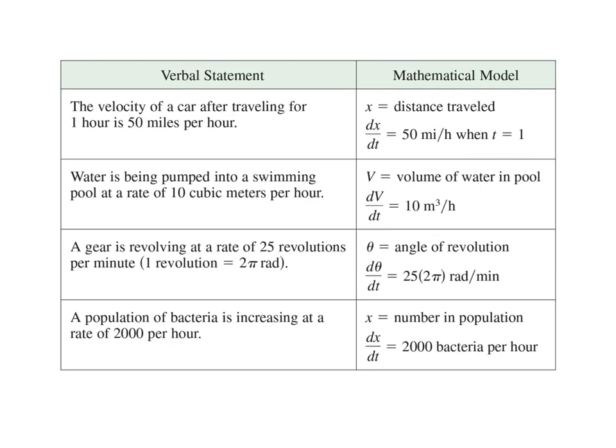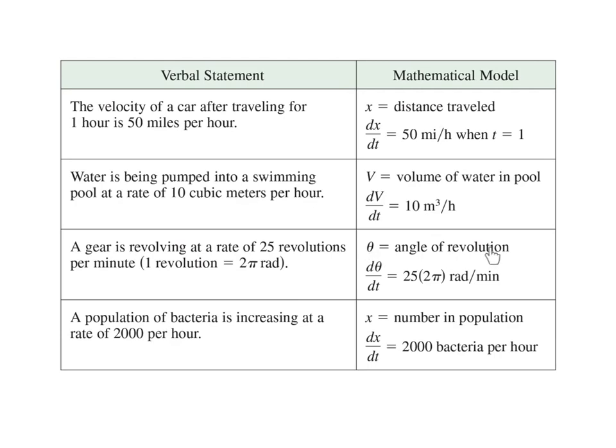Something else to keep in mind is this example. A gear is revolving at a rate of 25 revolutions per minute. Keep in mind that that is going to be circular. So 2 pi, remember, is the circumference, so 1 revolution is 2 pi rad. Remember, we talk in terms of radians first.